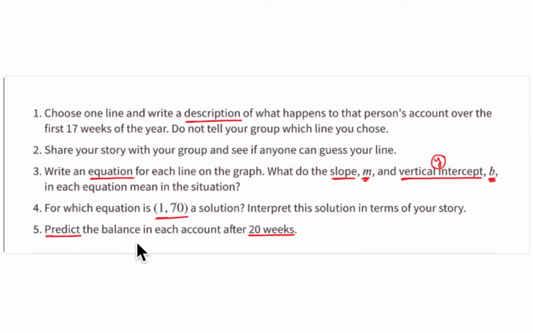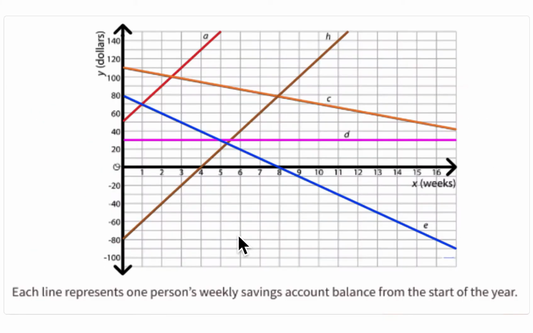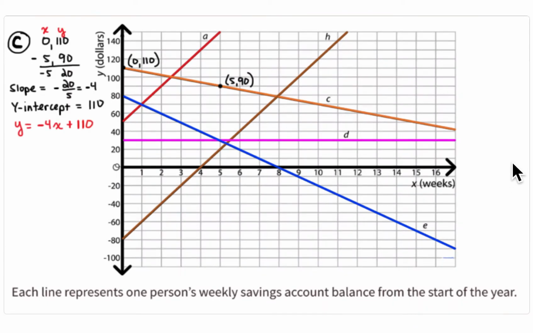And finally, predict what happens at 20 weeks. This graph only goes out to 17 weeks. But what if you wanted to go out to 20 weeks? What would it be? And you would use the equation to figure that out. So let's go through each one of these.